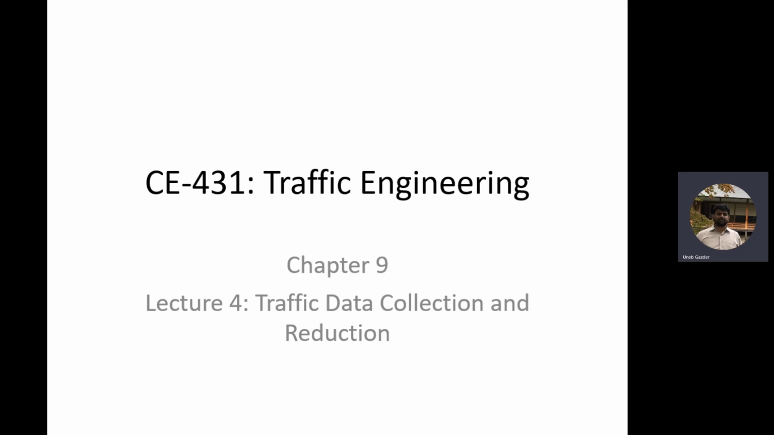Okay. What are the macroscopic parameters? Density, speed, volume. Any speed? Average speed. Okay. And average speed can be SMS or TMS. Okay. Microscopic parameters. Headway, spacing, speed. Again, which speed then? Individual speed. Okay.